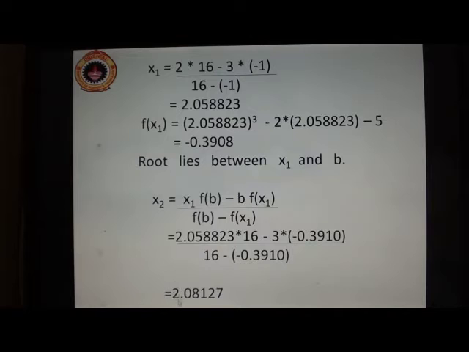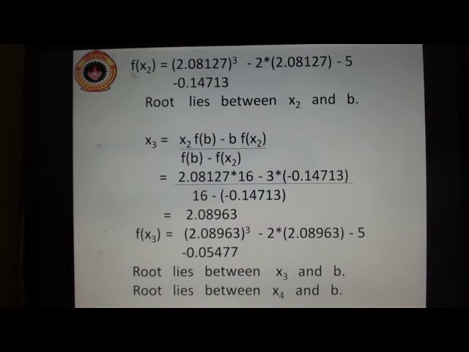The value of the root is 2.08127. Now substitute 2.08127 in the given function and it gives a negative value. Therefore the root lies between x2 and b again. Find the value of x3 between x2 and b. It gives 2.08963, and f(2.08963) gives a negative value. Therefore the root lies between x3 and b.